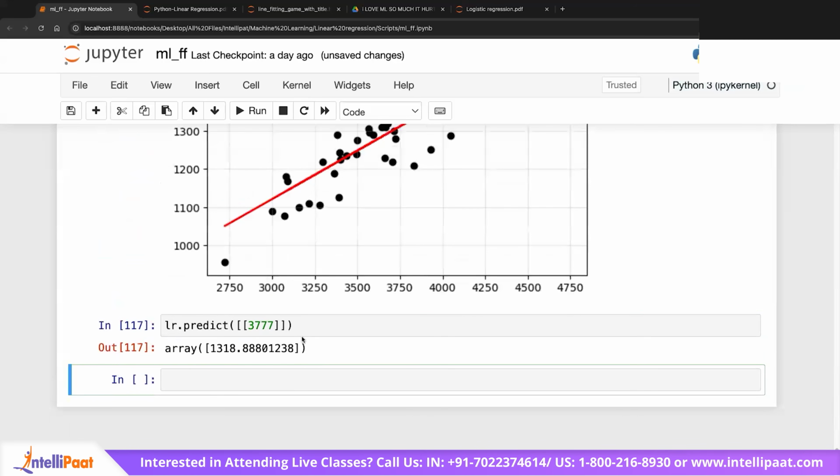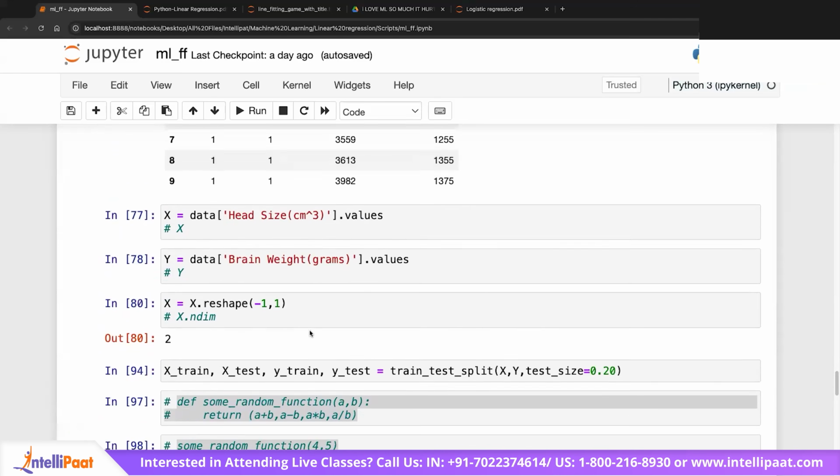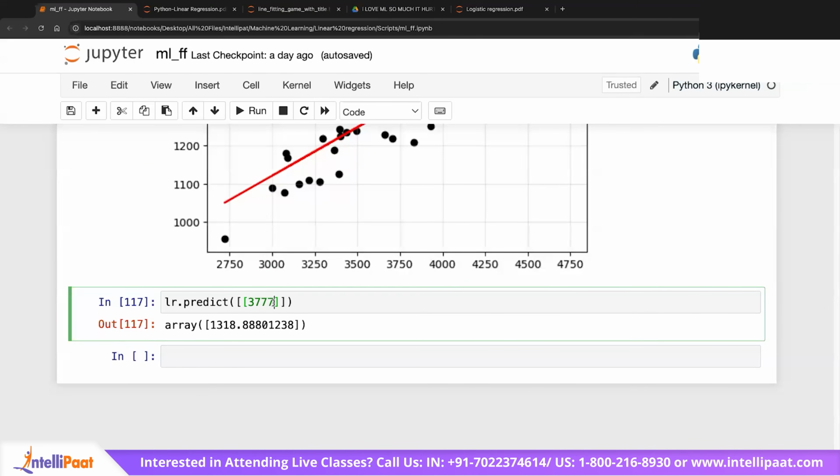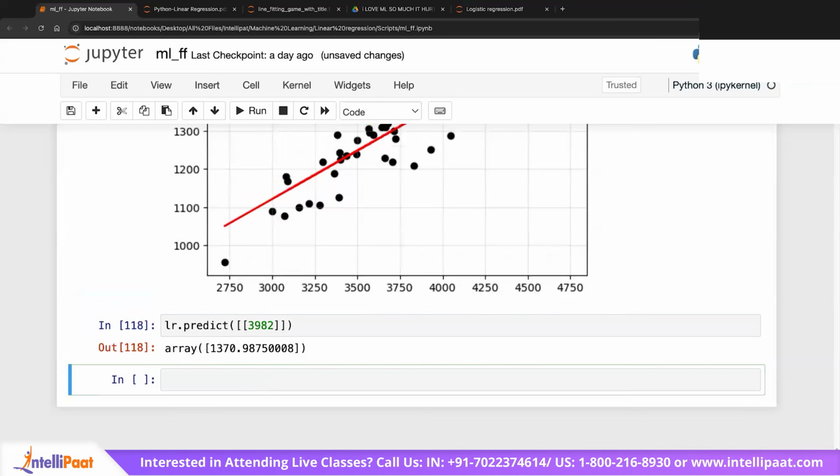1318. Is it closer to 1282? You got what I'm trying to say? For the answer 37777, look at this answer. 3982. What is the answer? 1375. Okay? 1375 is the answer. The prediction is 1370.